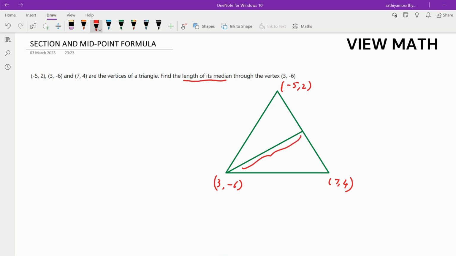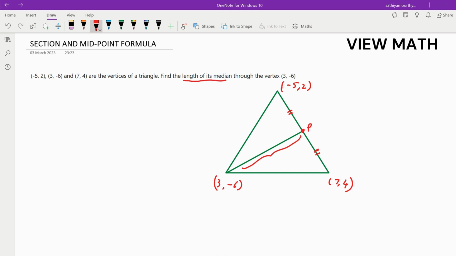So what is the property of the median? From the vertex, if you draw a line to the opposite side, it divides the line into 2 equal parts. So that means this is the midpoint. That is the property of the median. If you draw a line from the vertex to the opposite side, it divides this line into 2 equal parts. This and this will be equal parts. That means this point is the midpoint.